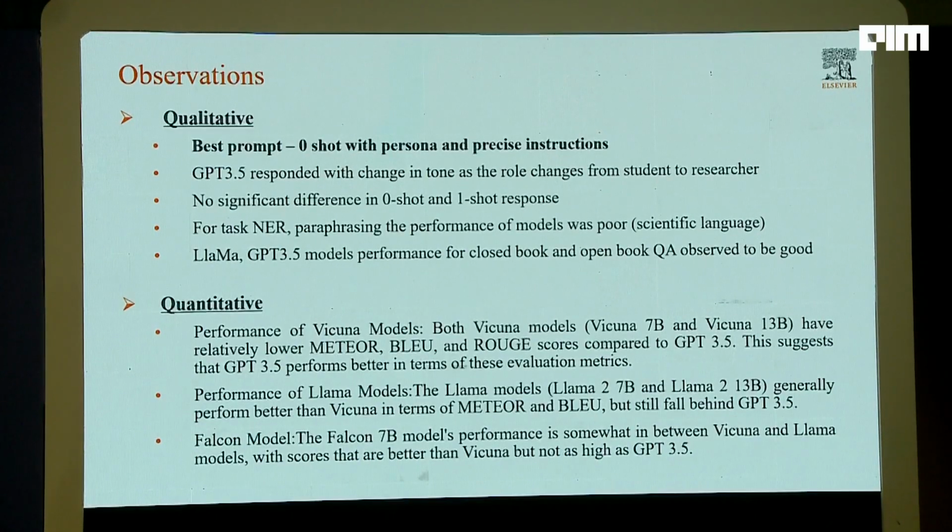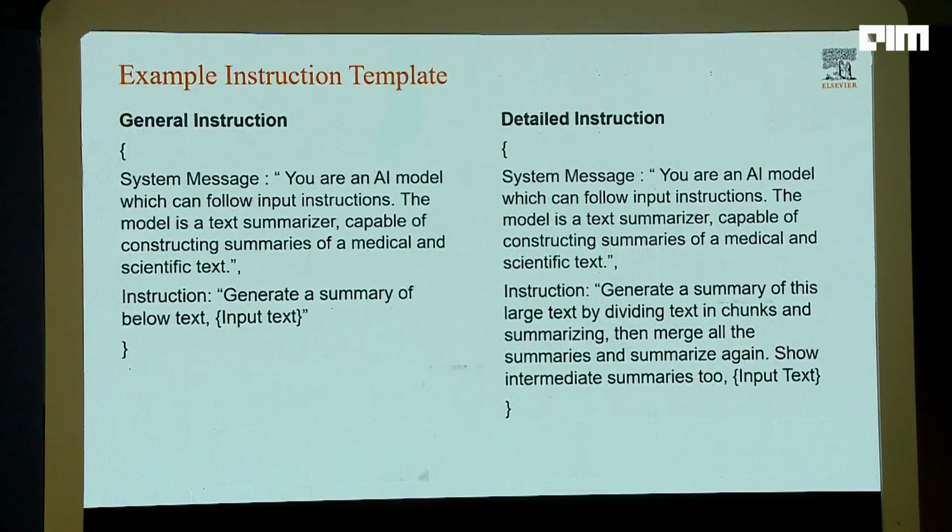Again, for tasks like NER and paraphrasing, the performance of the models was poor. We saw GPT 3.5 and Llama were comparatively better than the others. Quantitatively, we have already seen that GPT 3.5 again outperformed. What is the rationale behind this?